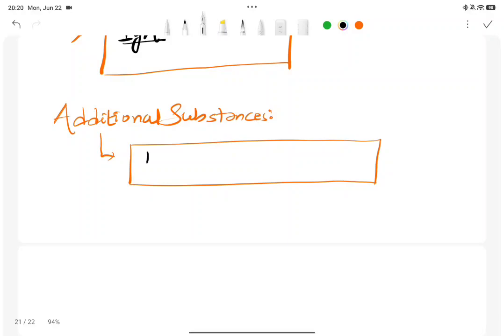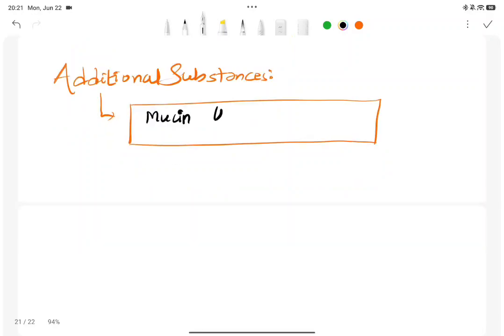An additional substance is mucin. And other substances are urea and uric acid. Urea and uric acid are nitrogenous waste.